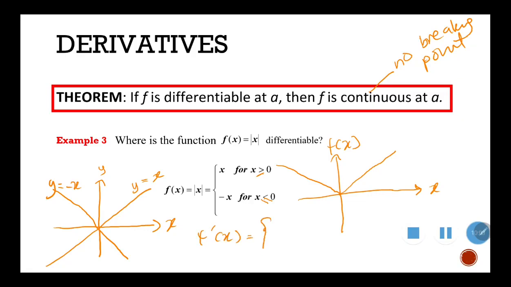Okay, so for f prime x, differentiate x, you get 1 for x larger than 0, and differentiate minus x, you will get minus 1 for x smaller than 0. So now we try to plot the function for this.